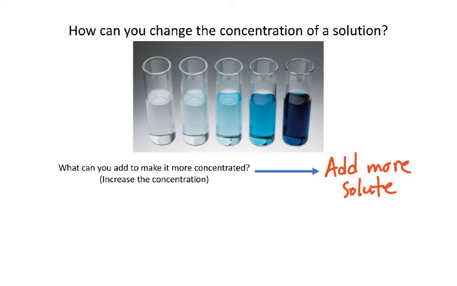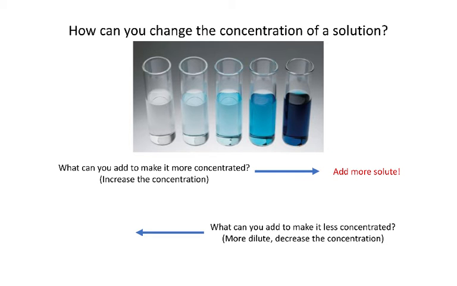If you want to go in the other direction, what can we add to make it less concentrated, more dilute, and decrease the concentration, right? What could we add here? We can't add solute. We can't remove solute. But what we could do is add more water. And of course, you know this kind of intuitively. If you dilute something, it means you add water to it.